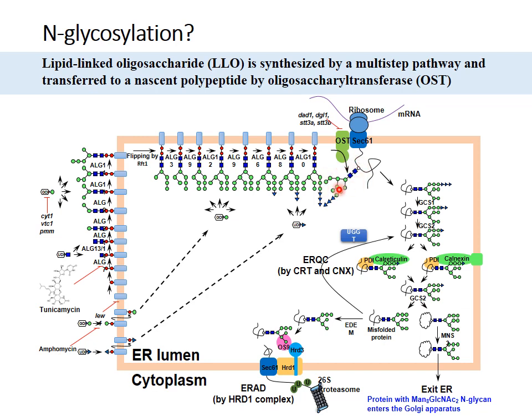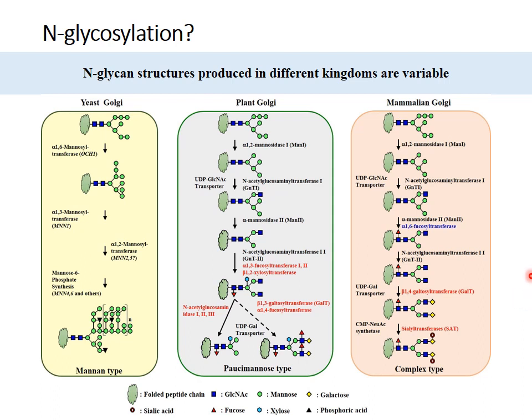After the entire oligosaccharide has been transferred by the OST complex, it is trimmed with glycosidase and mannosidase to form mannose 8, glucose 2, and moves to the Golgi.